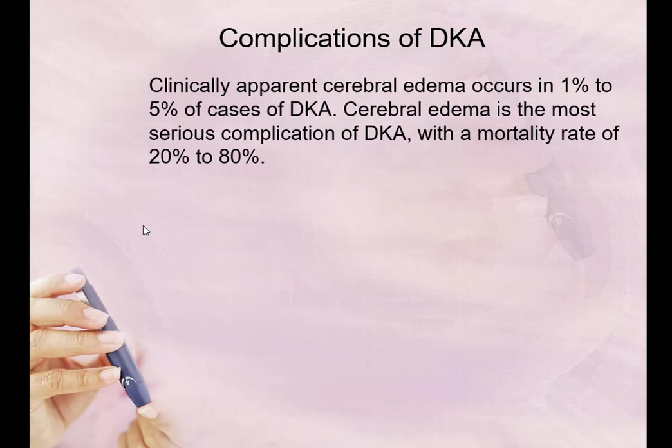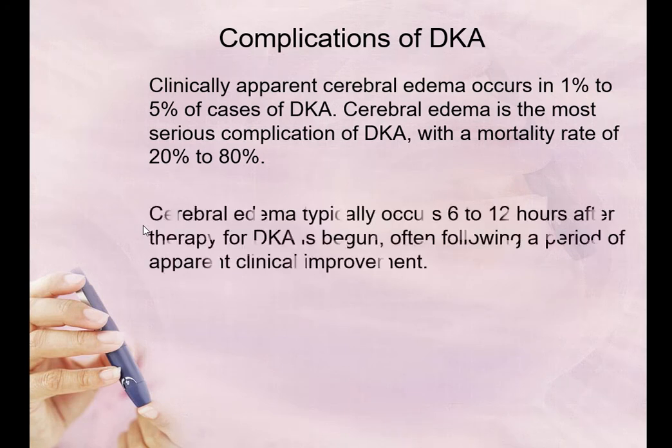What are the complications of diabetic ketoacidosis? Clinically apparent cerebral edema occurs in 1% to 5% of cases of DKA. Cerebral edema is the most serious complication of DKA, with a mortality rate of 20% to 80%. Cerebral edema typically occurs 6 to 12 hours after therapy for DKA is begun, often following a period of apparent clinical improvement.